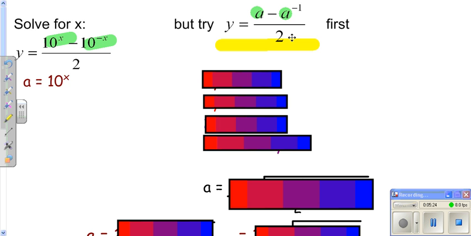Well, let's go ahead and get rid of the 2. So let's multiply both sides by 2. So that way we've eliminated the fraction, but we now have a negative exponent, which is really 1 over a. To get rid of that over a part, let's multiply all three things by a.